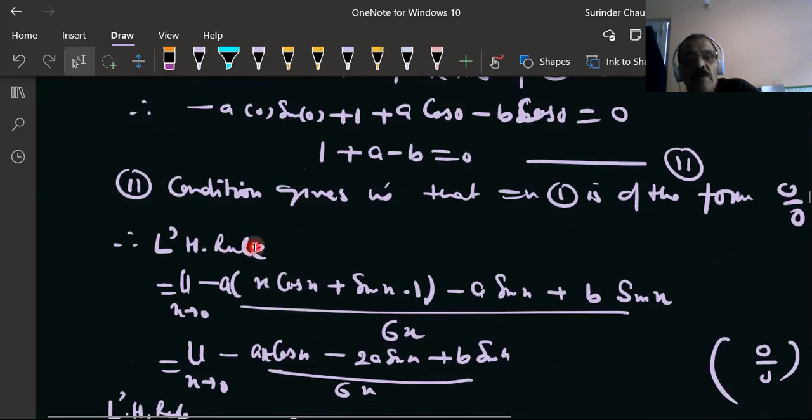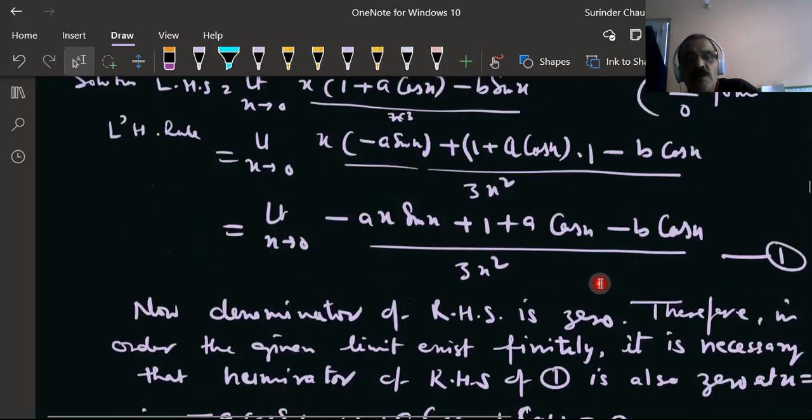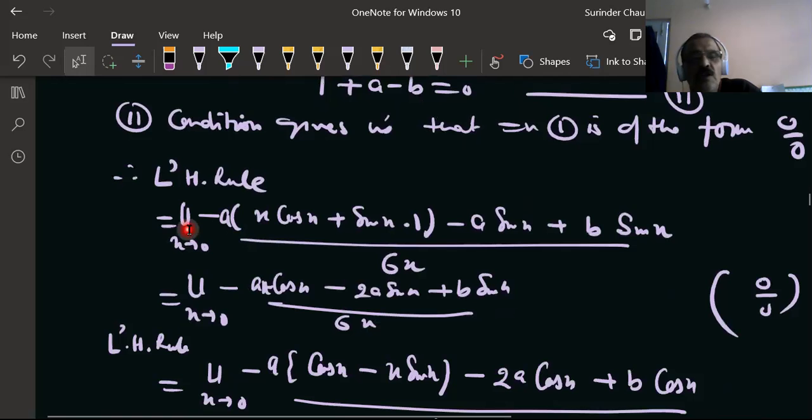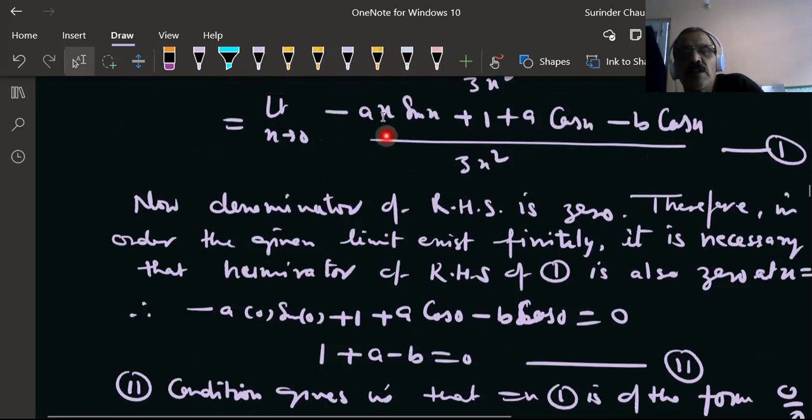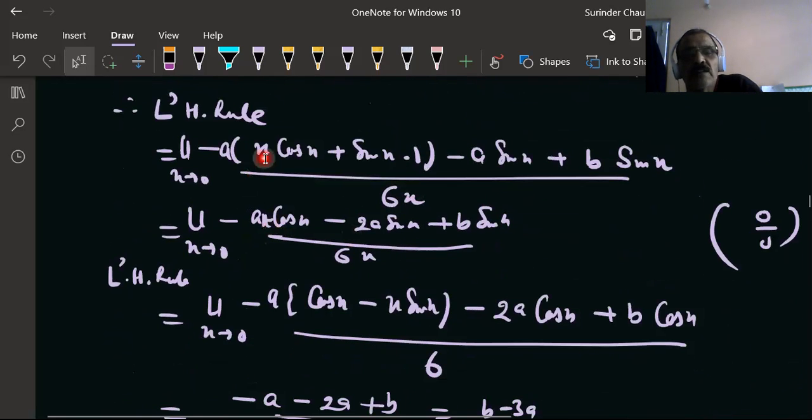So again by L'Hopital, differentiate this. And you see this is equal to the limit as x goes to 0 of minus a. The product is here: x cos x plus sin x into 1 minus a sin x. Now put x equal to 0 again. So this is 0, and this is 0, and this is 0 by 0 form. Again, you can apply L'Hopital here.